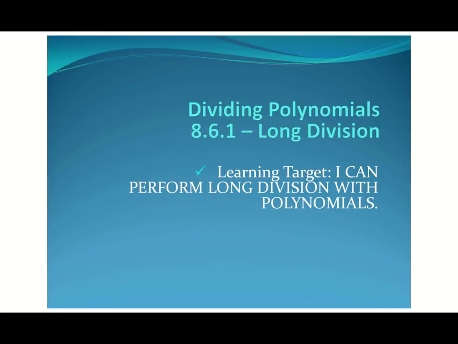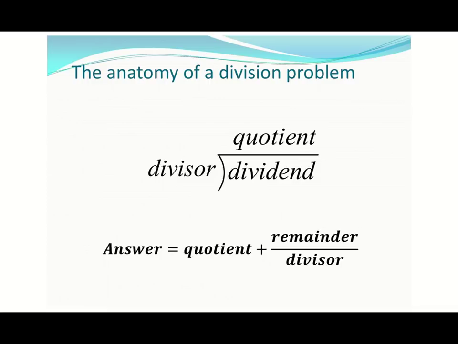This lesson is on dividing polynomials, so this is our first section, 8.6.1 on long division. The reason that we're dividing polynomials is in order to figure out all the factors, to find the zeros, to then be able to do things such as graphing. So if we're thinking about a division problem, we have our divisor, our dividend, and then our quotient.